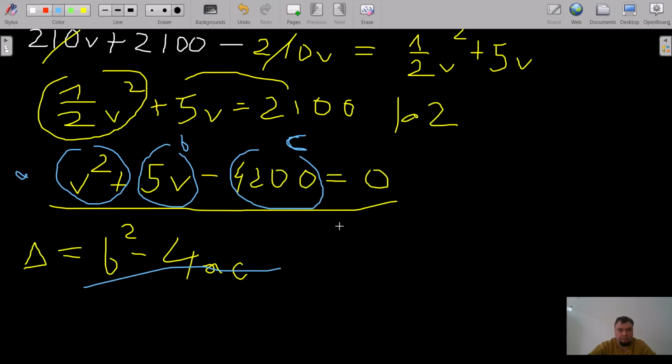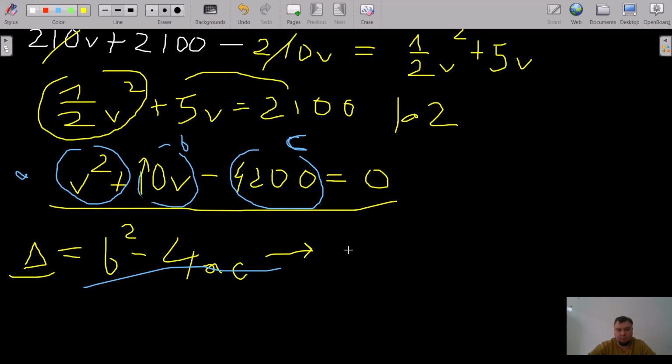we made a funny mistake here, right? Because I multiplied by 2. So this should be 10V, not 5V. So here we need to write 10V. Okay, V squared plus 10V minus 4200 equals 0. Okay, so let's substitute and let's calculate what the discriminant is.